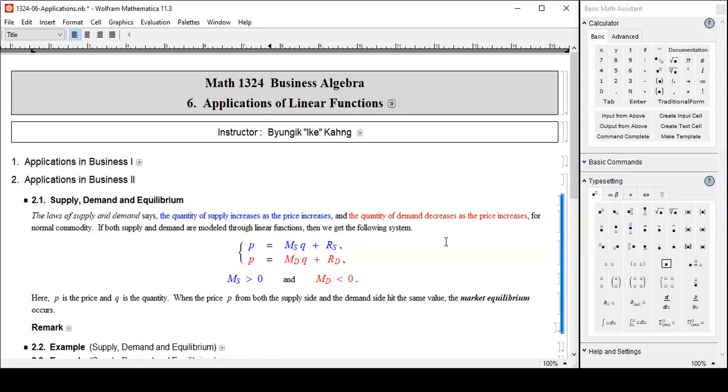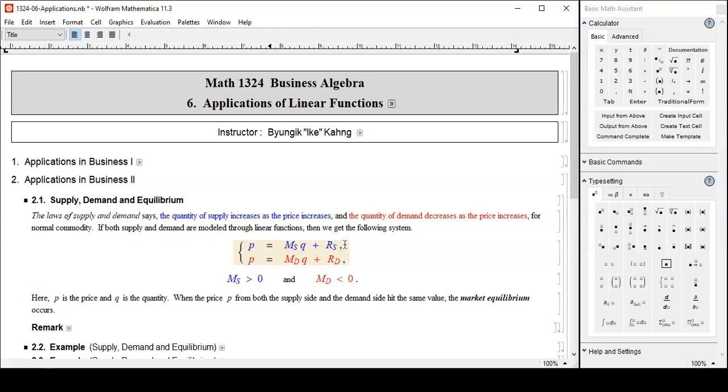Quantity of demand decreases as the price increases. So price goes up and you want to economize, so you buy less. Price goes down, then okay, you can buy more. Makes perfect sense, but then again, look at this model.